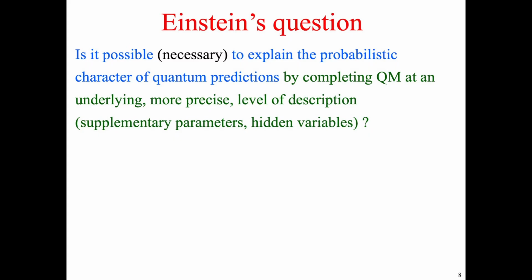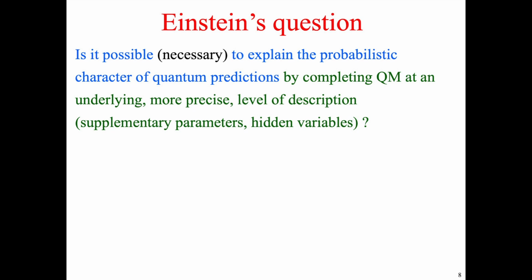So Einstein was asking the question. We all know that Einstein was annoyed by the probabilistic character of quantum mechanics. Of course, Einstein had no problem with statistical physics. You know his famous paper about Brownian motion. But he thought that statistical physics was a convenient tool, but that the bottom had to be non-probabilistic. And so he was asking the question, is it possible to explain the probabilistic character of quantum prediction by completing quantum mechanics at an underlying more precise level of description?